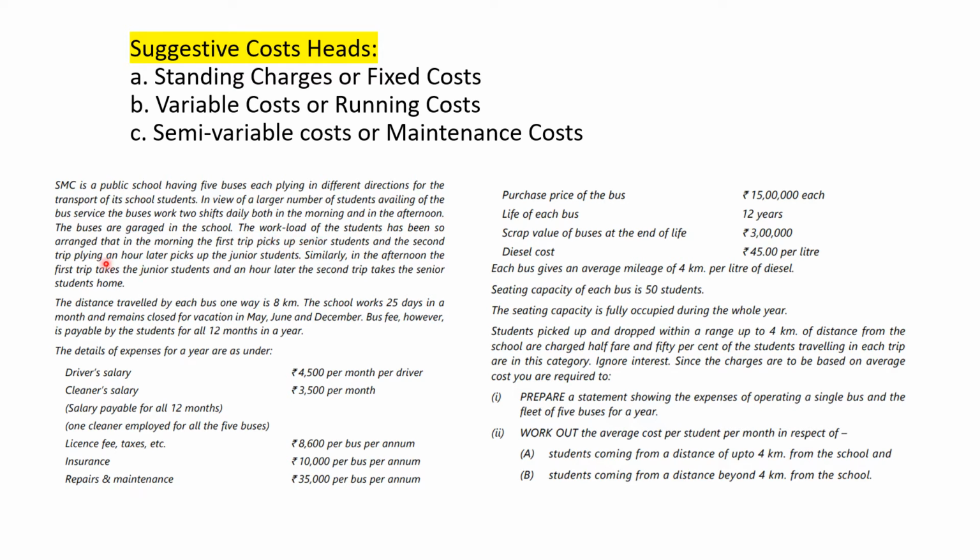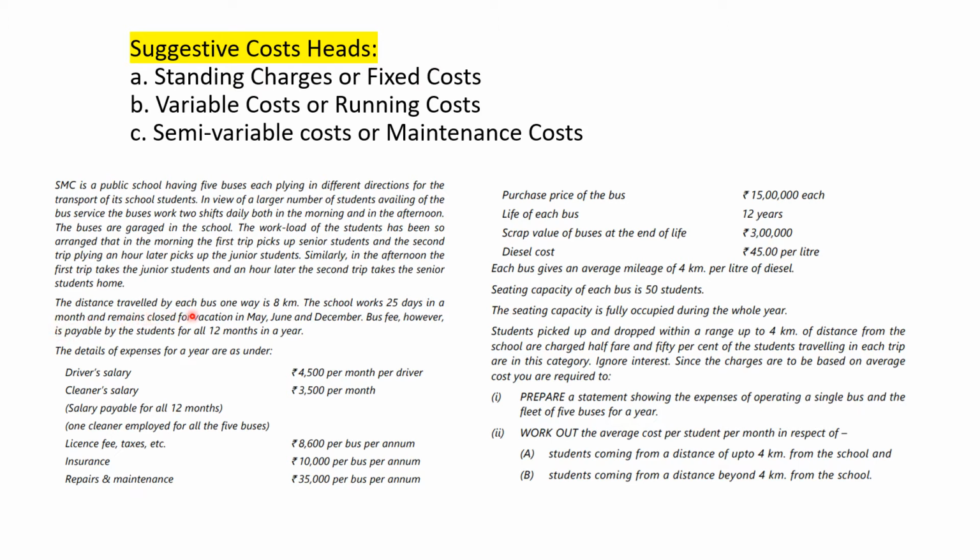The workload of the students has been so arranged that in the morning the first trip picks up senior students and the second trip plying an hour later picks up the junior students. So morning 2 trips, 1 trip seniors and 1 trip juniors. Similarly, in the afternoon, the first trip takes the junior students home and an hour later the second trip takes the senior students home. So while dropping the students, first juniors will be dropped and an hour later, senior students are dropped. So in this para, there are two important points. One is two shifts daily in the morning and in the afternoon, and there the first trip takes senior students and the second trip takes junior students, and in the afternoon the first trip drops junior students and the second trip drops senior students.